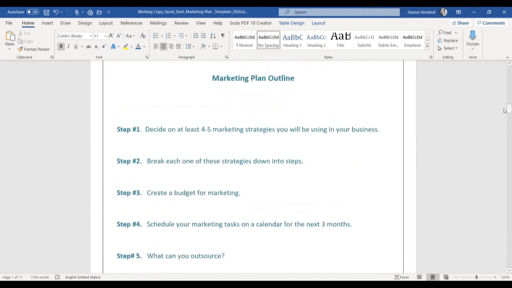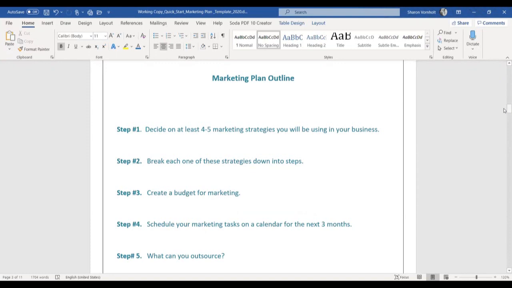So we're going to start out here with a marketing plan outline. We're going to go through the steps, and then we're going to go back and go through each individual step. So step one, when creating a marketing plan, when getting it down on paper, is to decide on at least 4 to 5 marketing strategies that you'll be using in your business. So that's step one.